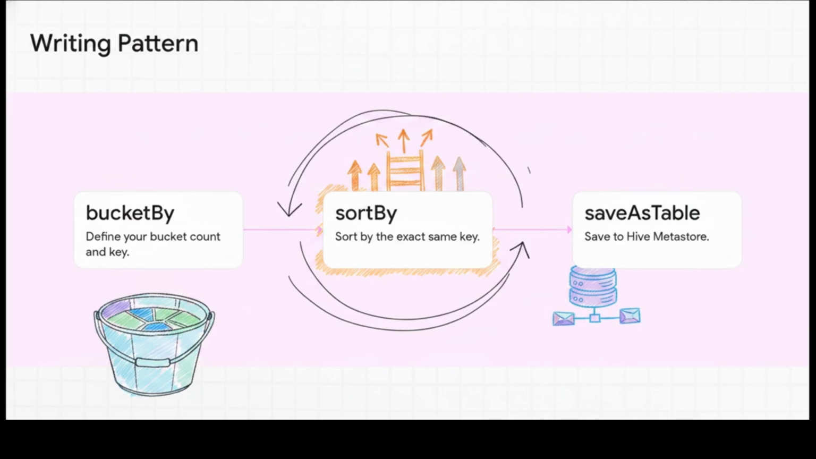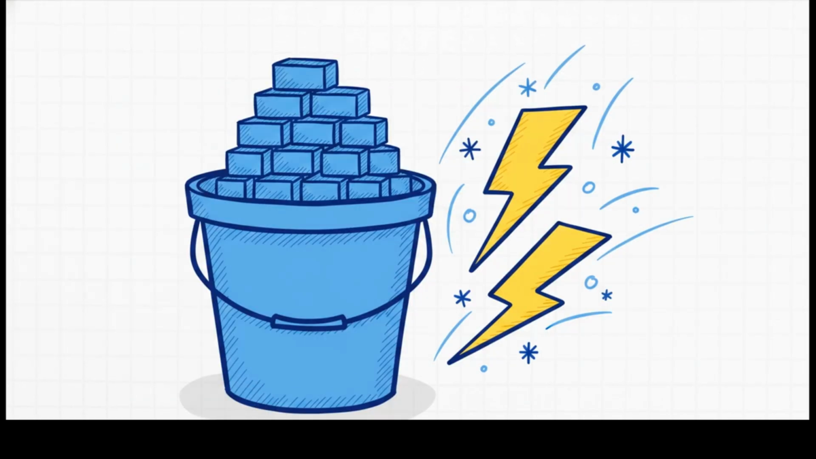This part is crucial. Bucketing metadata absolutely must be registered in the Hive metastore to actually work. If you just use a standard .save, Spark totally forgets the data is bucketed for your next query, and you lose all the benefits. Now, why did we include Step 2? Because combining bucketBy with sortBy is considered the absolute gold standard for optimization.